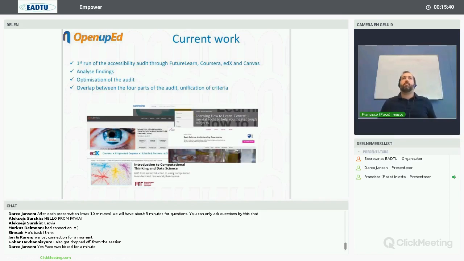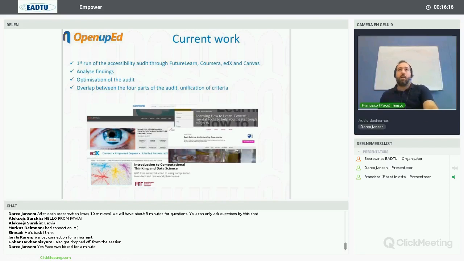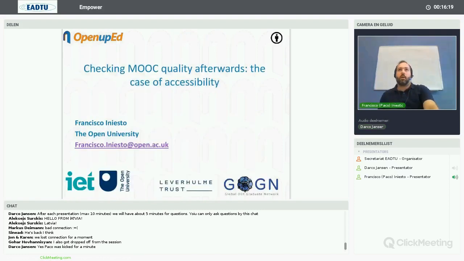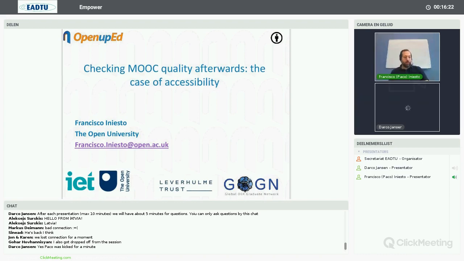And indeed, the next step to consider is the analysis. I already have run the accessibility audit for my thesis through 4 different MOOC platforms, such as FutureLearn, Coursera, edX, and Canvas. I'm right now analyzing those findings and writing up this chapter for the thesis. The idea is also to check what's the overlap between the different 4 parts of the audit. So just to recap: the accessibility, classic heuristic evaluation, user experience, quality, and universal design for learning, all those criteria, to see where there is overlap, and which ones are actually showing interesting results to keep on optimizing the audit in the future. Some references, and we can go through the questions, I think, more or less.